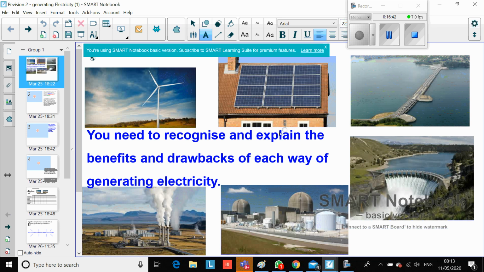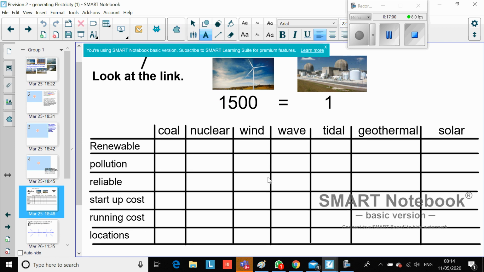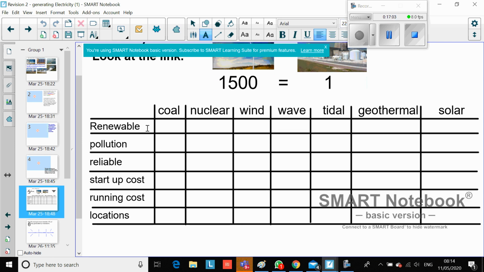Nuclear, okay, so again, we know how this works. Nuclear reactions turn water into steam. Steam has kinetic energy, and that's used to turn turbines, generate electricity. And then geothermal, it uses heat from under the ground. Okay, so you would be expected to know the benefits and drawbacks of, say, all these different kinds of ways of generating electricity. So, for example, coal, is it renewable? Your answer would simply be no.